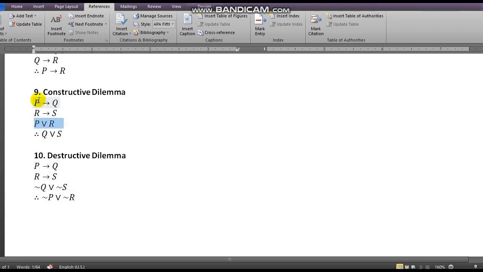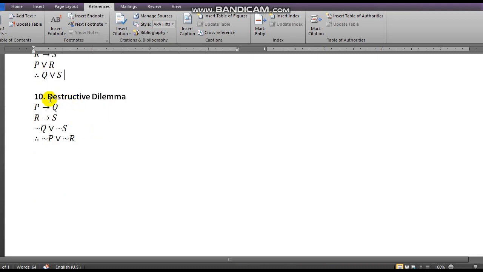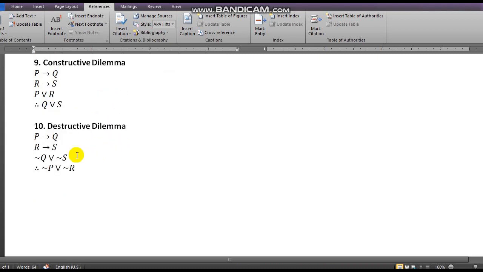One of the antecedents is true. So this means that one of the consequences would also be true, Q or S. That's a constructive dilemma. For the destructive dilemma, this is just an extension of the modus tollens.